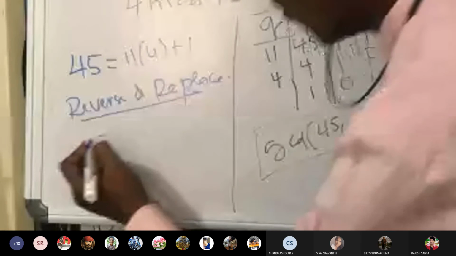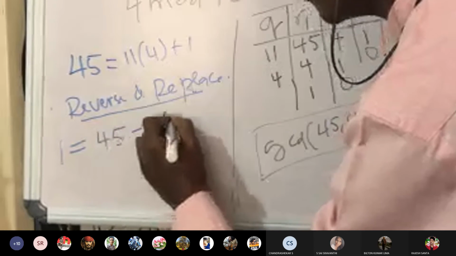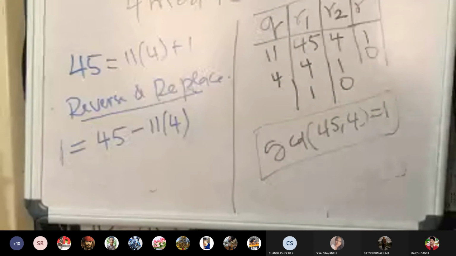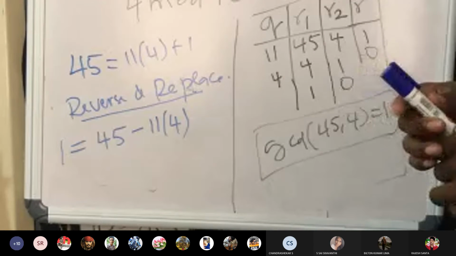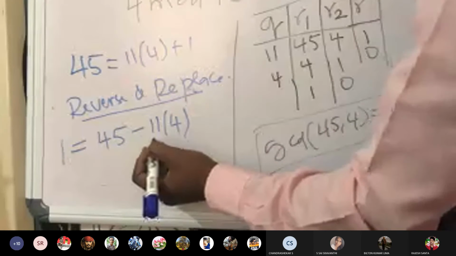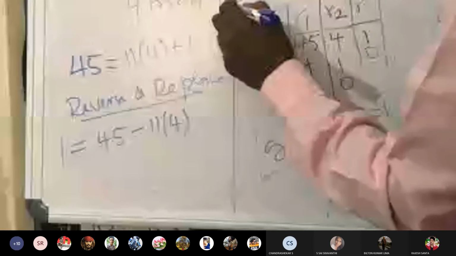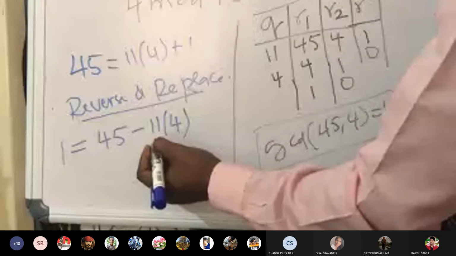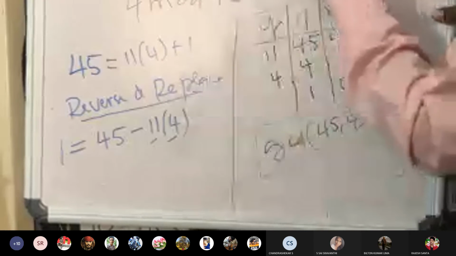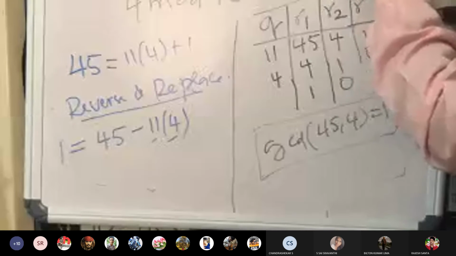What do we do? 1 is equal to 45 minus 11 into 4. Correct? That's the value of 1. Remember, we want to find the integer which we multiply by 4 to give us the remainder which is equal to 1. Now, as you can see, minus 11 into 4, mod 45, gives us 1, correct?